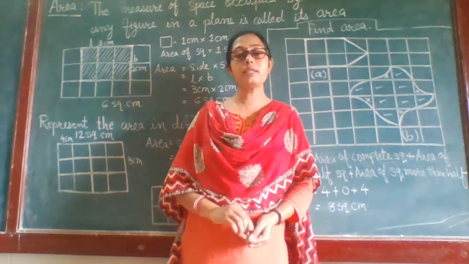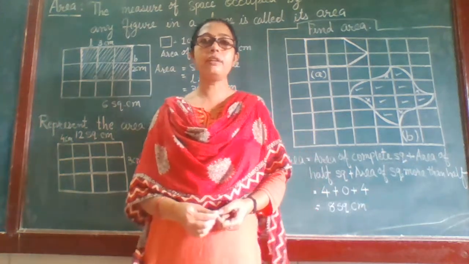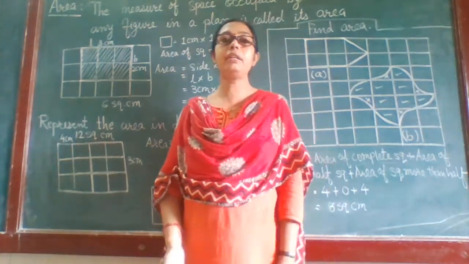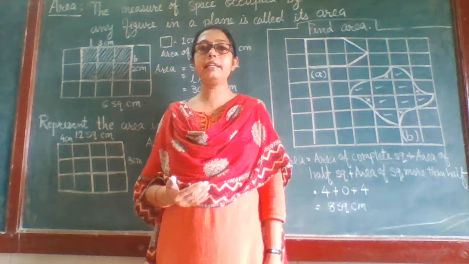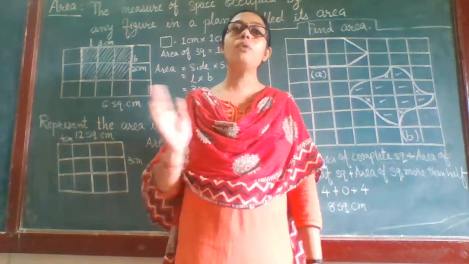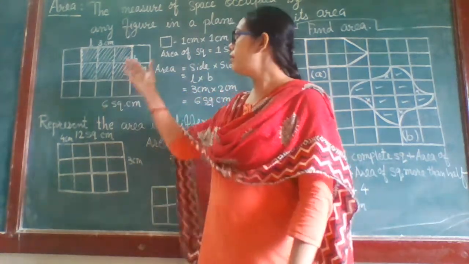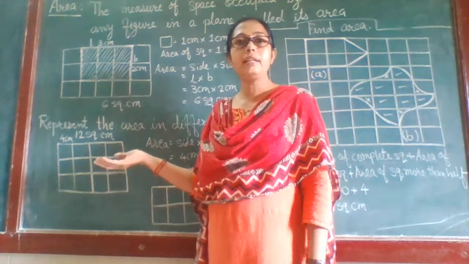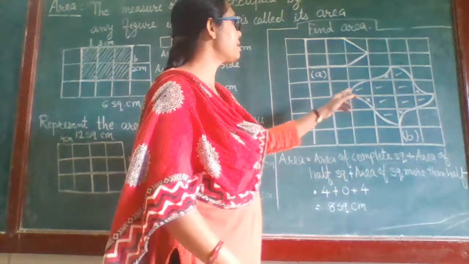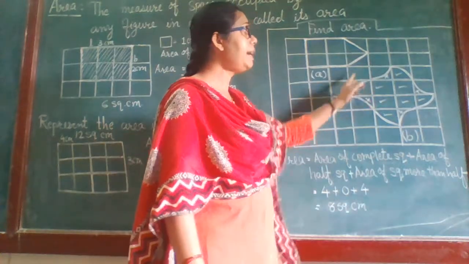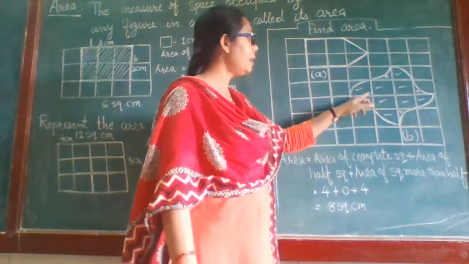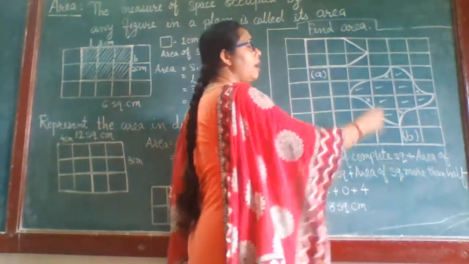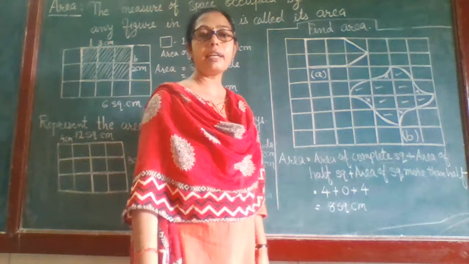So dear students, I hope you have understood all these examples, how to find perimeter, how to find area, what is perimeter, what is area, if the figure is given on the grid, how to find it, if the figure has not complete shape, it is incomplete shape, then how to find the area.